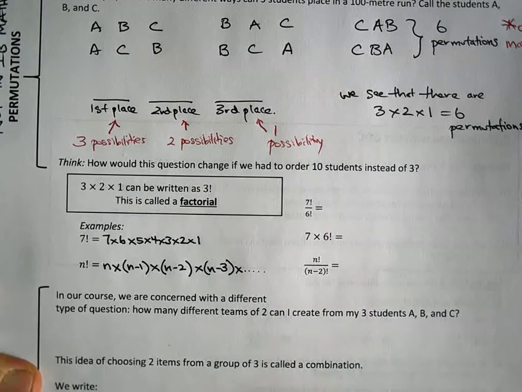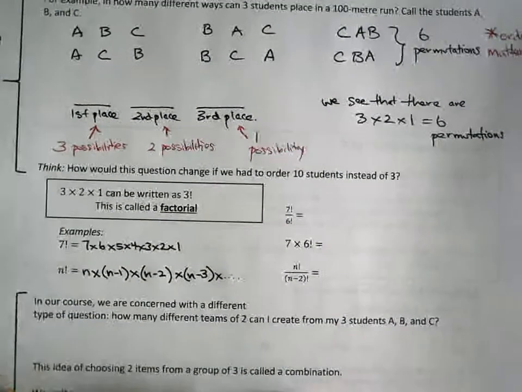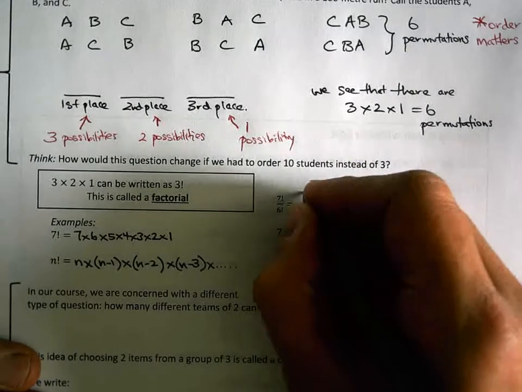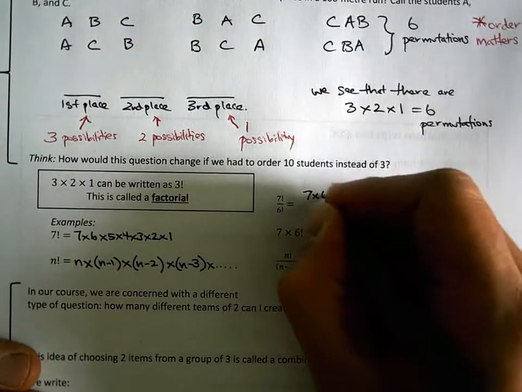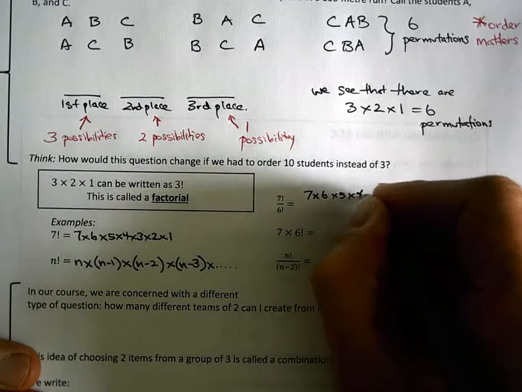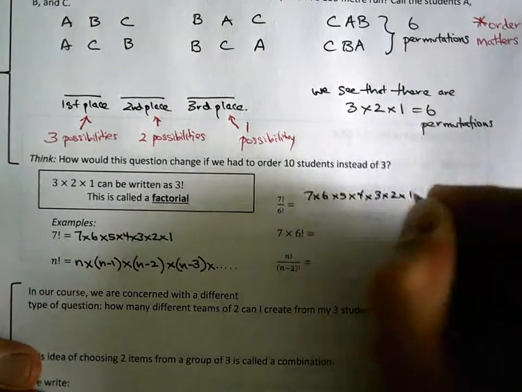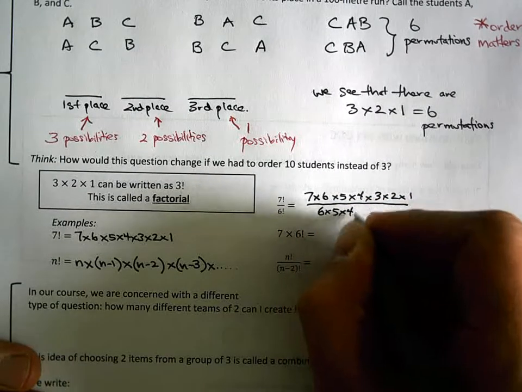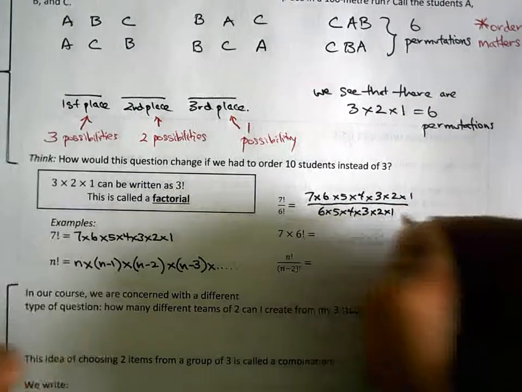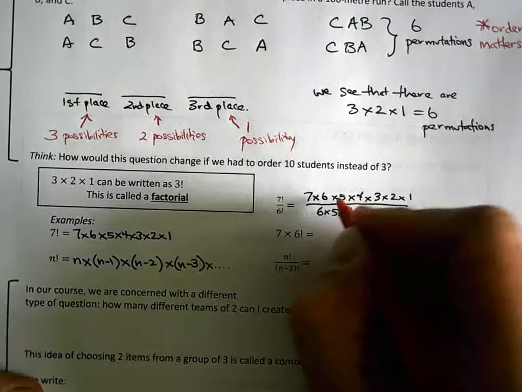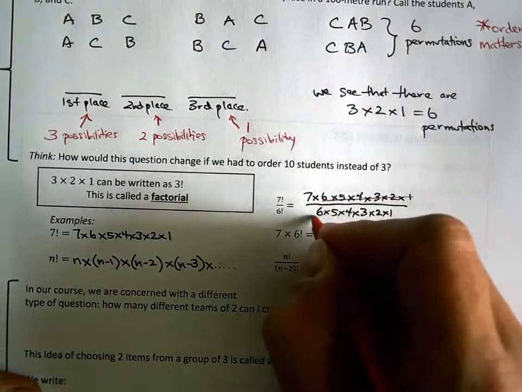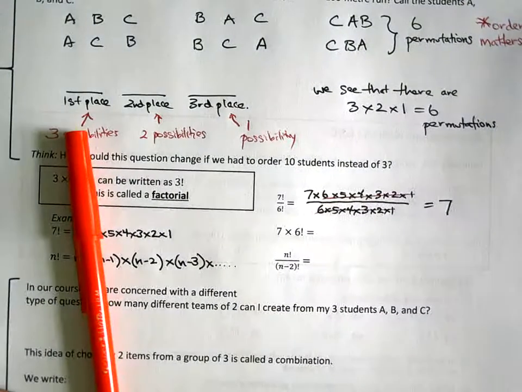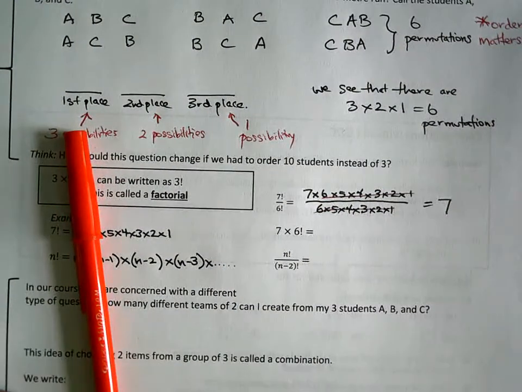Okay, so let's look at things like this. We can do some really neat factorial math here, because you have 7 times 6 times 5 times 4 times 3 times 2 times 1, over 6 times 5 times 4 times 3 times 2 times 1. These are all being multiplied, so actually these cancel out with these. So you end up with just 7. It's kind of neat how that works.